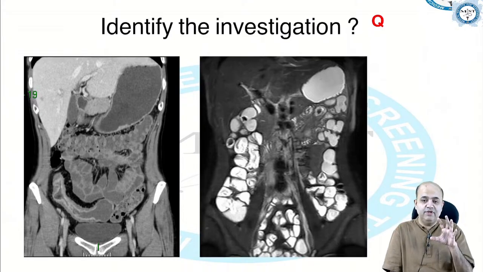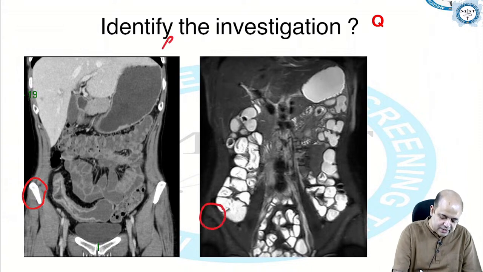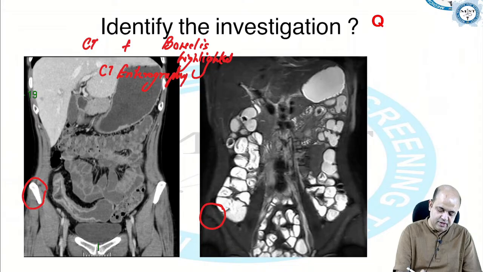In these two investigations, what has been done is that the bowel has been highlighted. So we need to identify whether it is a CT scan or an MRI. Bowel is highlighted, and this is a CT scan, so it becomes CT plus bowel. This is a CT enterography. This is bowel plus MRI, this is an MR enterography.